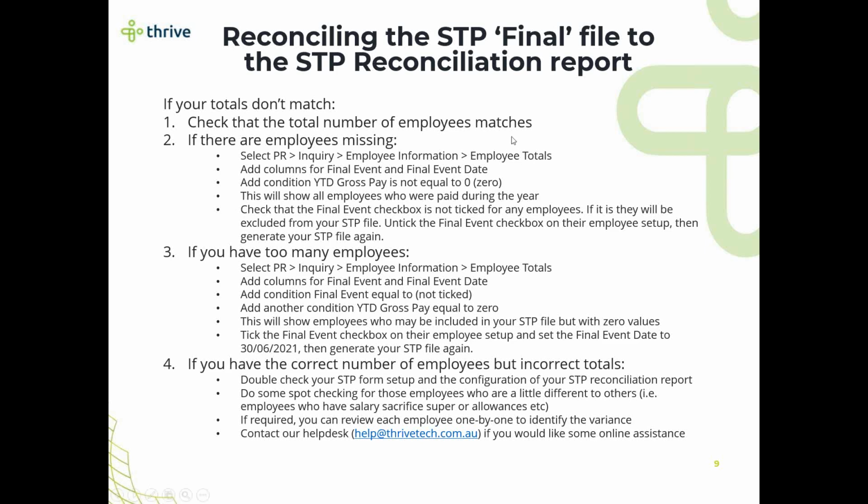to the portal. If there's employees missing, then a thing that you can do is run this payroll inquiry, go into your employee information, employee totals, and then you add columns for your final event and final event date. You're then going to add a condition for year-to-date gross not equal to 0, so that way you're basically seeing everybody that's been paid this year. And then check that that final event checkbox is not ticked for any of those employees that have been paid. Because if it is ticked, it's going to get excluded from that STP file.